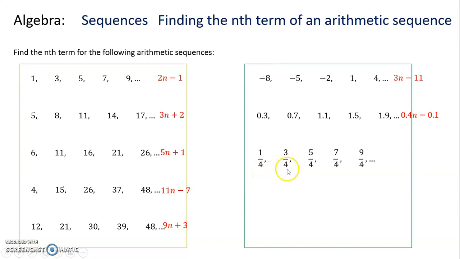You're adding 2 quarters every time. So you want to write the 2 quarters times table across the top, which would be 2 quarters, 4 quarters, 6 quarters, 8 quarters, 10 quarters. And then hopefully you can see that everyone is 1 less. So it's 2 quarters n, but of course 2 quarters is a half. So ideally you would want it written as a half n subtract a quarter. But if you wrote 2 quarters of n subtract a quarter, that is absolutely brilliant at this stage.